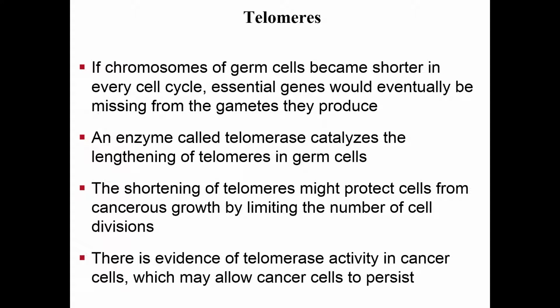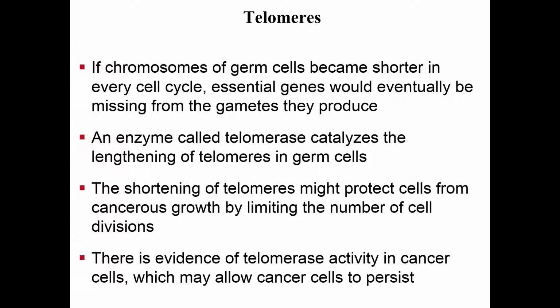So think about the production of sperm and egg. If after each subsequent cell cycle, your progeny germ cells, your sperm and egg cells, would begin to lose genetic information, which isn't good if you're trying to pass on this genetic information to your progeny and produce a functional zygote, embryo. So we have telomerase that catalyzes the lengthening of these telomeres.